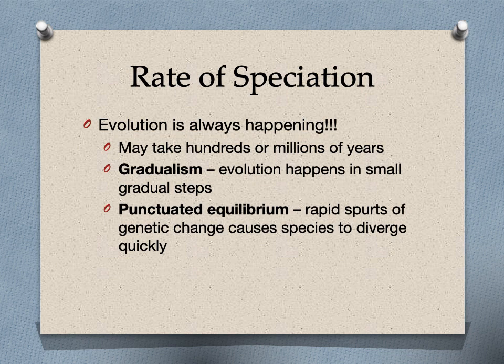A great example of punctuated equilibrium is when the meteor hit and wiped out the dinosaurs 65 million years ago. You had a crazy amount of evolution going on because the dinosaurs were gone, and so all the mammals just went kind of crazy. And then once they got established, then things slowed down because all of the resources were being used. In any event, gradualism, long and slow, small steps. Punctuated equilibrium, short, rapid bursts.